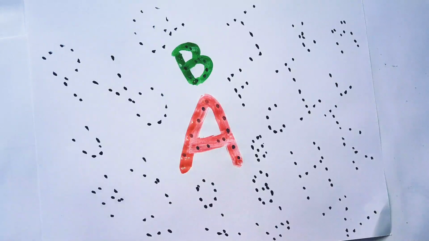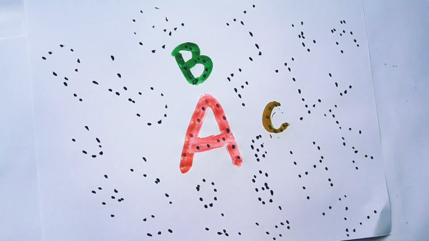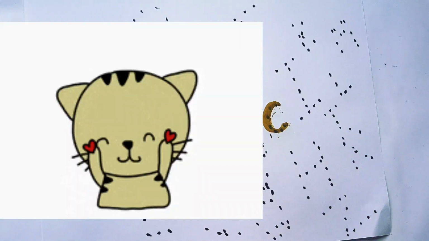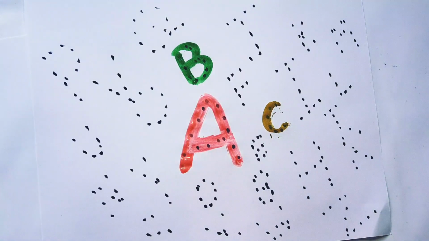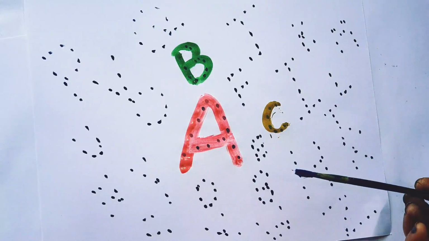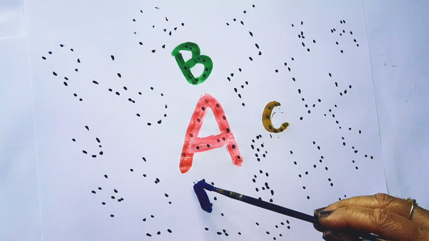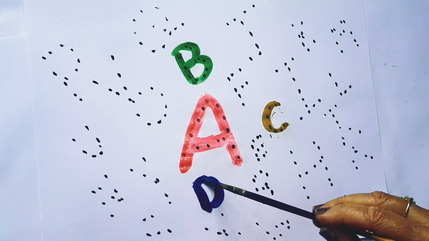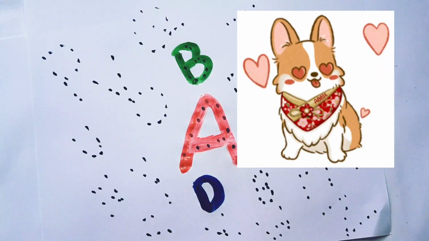Yellow color. Where is C, kids? C. C for cat. C for cat. Blue color. Now where is D, kids? D. D for dog. D for dog.